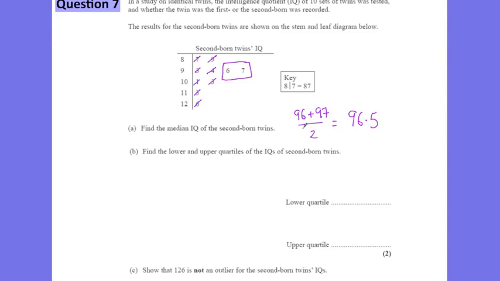We're then asked to find the lower and the upper quartiles of the IQs of the second born twins. Having a look here, we're going to split our data because we have an even number. We split here through the middle. We are then looking for the middle point. Here, our lower quartile, 2 numbers below, 2 numbers above, will be 93. Our upper quartile, 2 numbers below, 97, 101. Number in the middle, 103. And 2 numbers above. This is our lower quartile and this is our upper quartile.